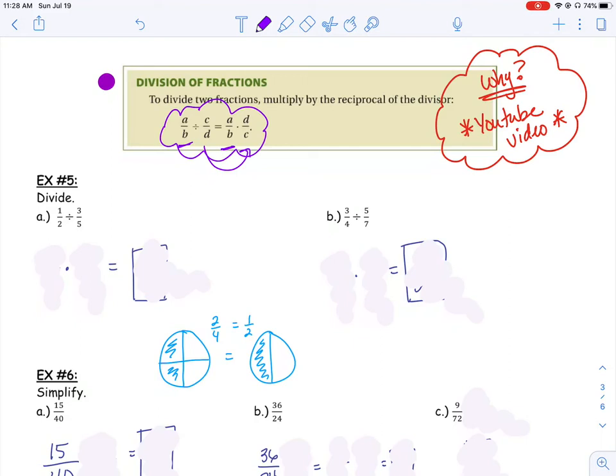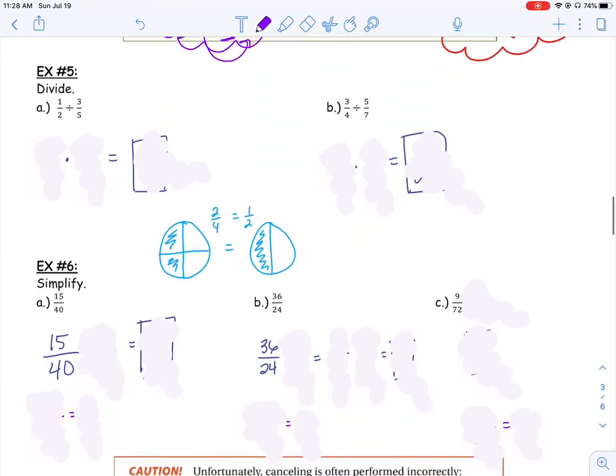Some of you might be thinking about why that works or how that works. Well, I found a cool YouTube video that gives you a neat visual representation of why dividing fractions is really the same thing as multiplying by the reciprocal. Kind of cool to see and really understand why it works. So take a few minutes and watch that video before I move on to just purely using the algorithm of multiplying by the reciprocal. Let's go ahead and do that algorithm now in example number 5.